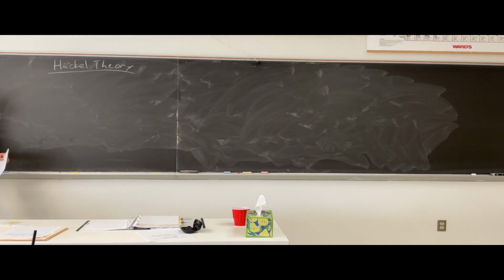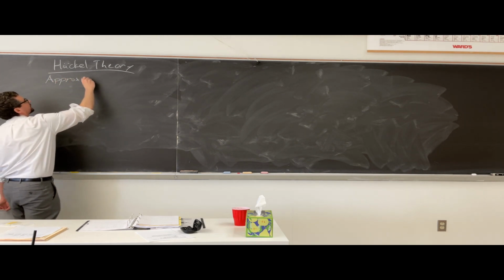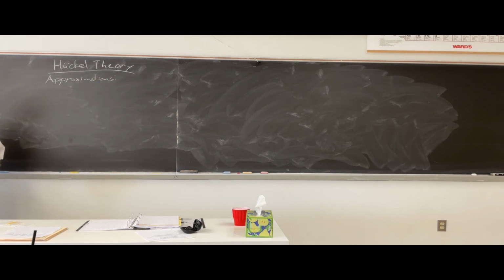So this is a way to solve for a multi-electron, multi-atom system. What are we going to need to solve for this? We're going to have to make some determinants. We're going to make some secular determinants, and we're also going to conduct some approximations to make solving those easier.